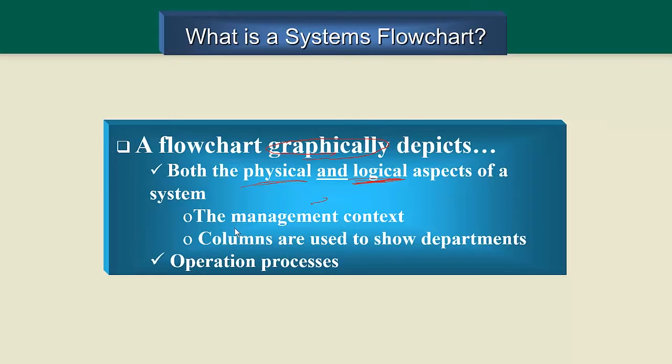Also in the flowchart, it can show management structure, context, the different departments involved, for example. And it can include operation processes, like delivery of goods, for example. So it's very versatile and very useful in accounting.